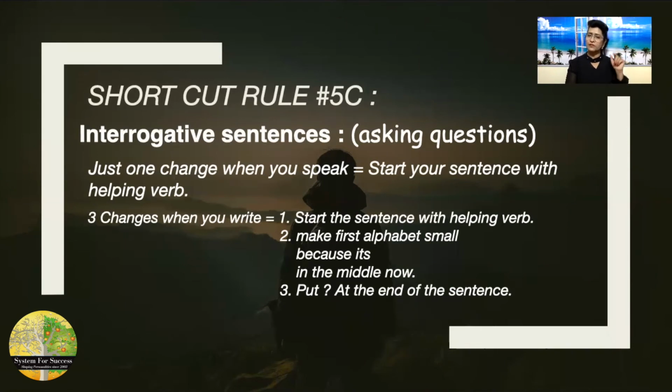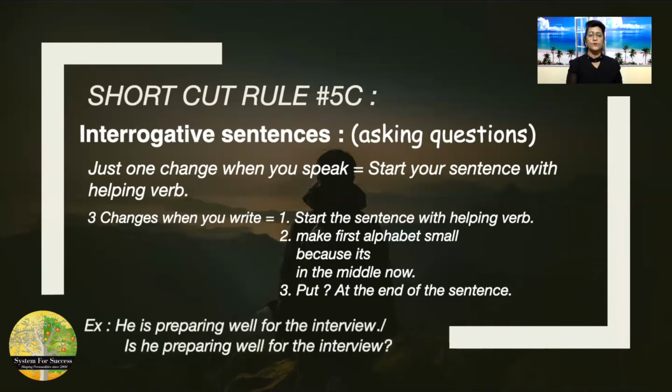Second one is आपका first word जो था, now it has become somewhere in the middle. तो उसका first alphabet पहले capital था, अभी आप उसको small कर दो. The third one is put a question mark at the end of the sentence. For example, the sentence earlier one was he is preparing well for the interview. But अब आपने question पूछना है कि क्या वो अपने interview के लिए अच्छे से prepare कर रहा है? So the sentence will become is he preparing well for the interview.